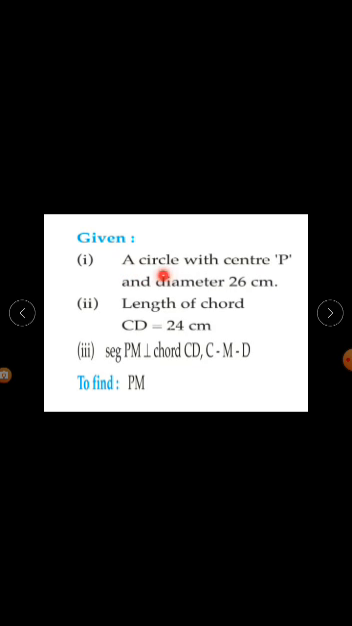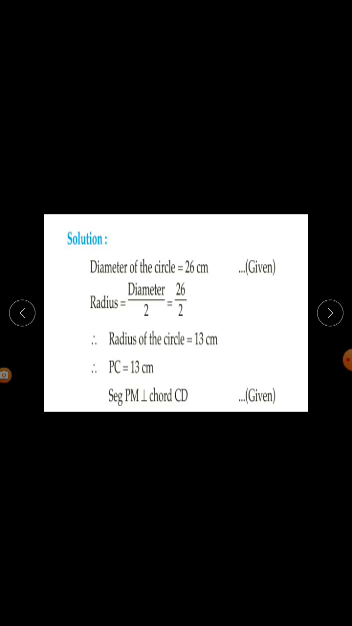So, given a circle with center P and diameter 26 centimeter. Length of chord CD equal to 24 centimeter. Segment PM is perpendicular to chord CD, C-M-D. To find PM, because question is find the distance of the chord from the center, and distance of the chord from the center is PM.